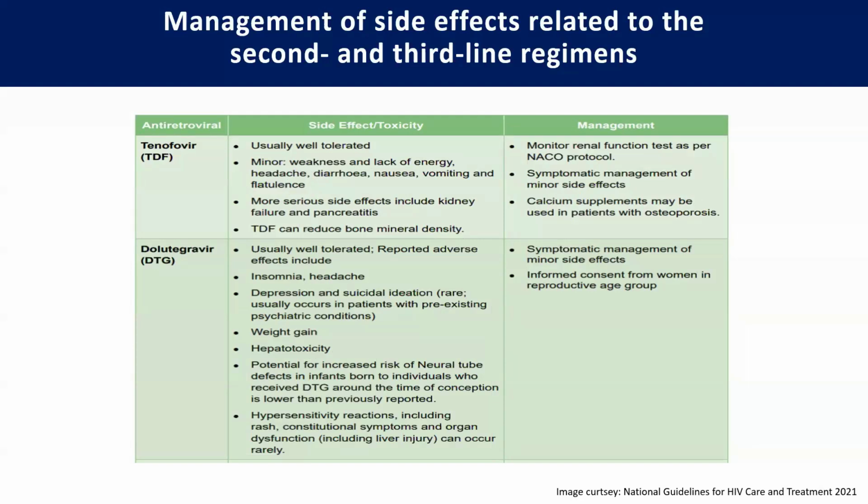There can be hepatotoxicity. But before you label any patient with DTG hepatotoxicity, you have to rule out other causes like TB hepatotoxicity or hepatitis B, hepatitis C infections and so on. There is a very small potential for increased risk of neural tube defects, but that is much less than previously thought. So we need to take an informed consent from women in the reproductive age group. And if there are any side effects like rash or hepatotoxicity, we have to do SUSEP referral.